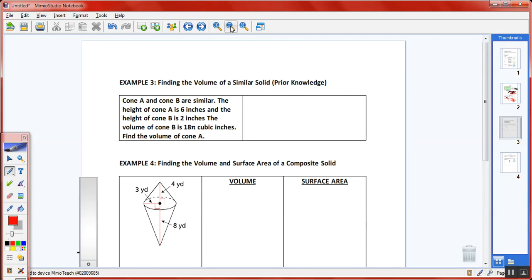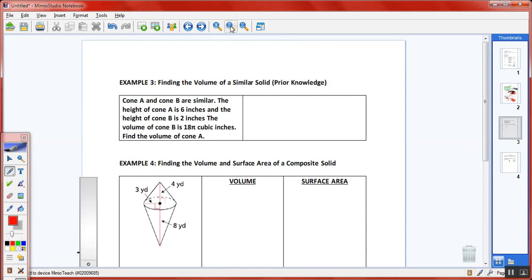Haven't we done this before where we said, here are two similar solids? Yeah. And the side ratio. Volume of one is known. Find the other volume. We can't find volumes unless we have what ratio, guys? Side. We have to have a side ratio. What do we do to a side ratio all the time? Cube it to find a volume ratio, right? So this is the same thing that we've done, guys. This is nothing new for you. We're talking about a cone A and a cone B.